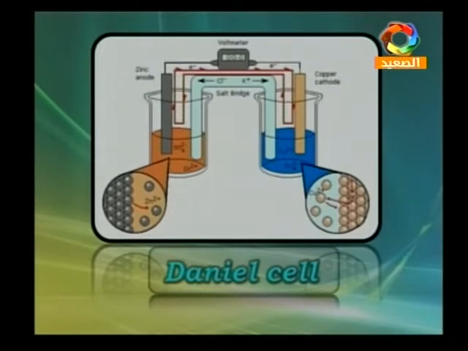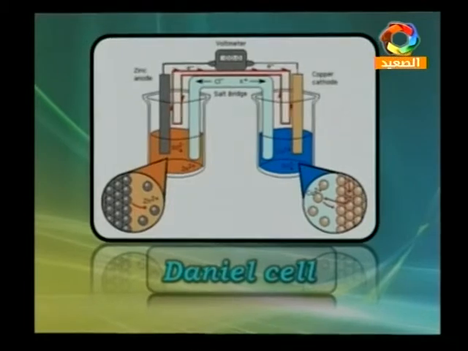Between copper and zinc, these are the two types of metal that we use. The copper is inside copper sulfate solution in blue color, and we have zinc sulfate solution inside the second beaker. Between them we have a U-shaped tube that contains KCl. It's the salt bridge. What's meant by salt bridge? Let us see the components of the salt bridge and its importance.